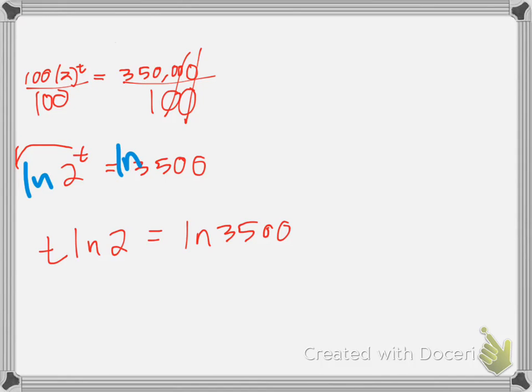I'm almost there. And this is the moment of truth. These are numbers, remember. This is just a number, and that's a number. So if I want to get rid of it, I divide by it on both sides. Natural log here, divide by it, because it's multiplied to my t. So divide both sides by natural log. We've got ourselves a number.